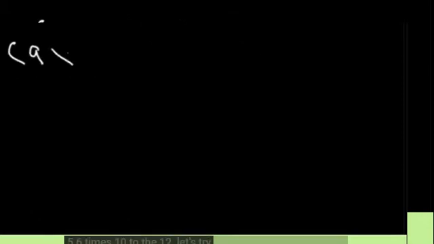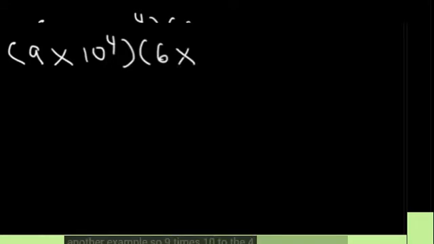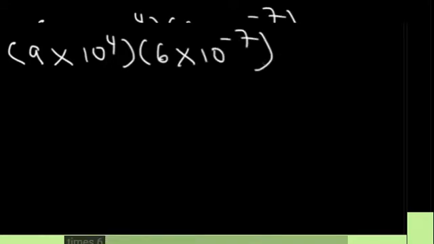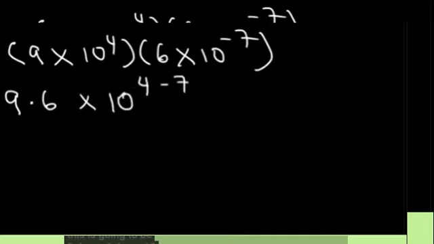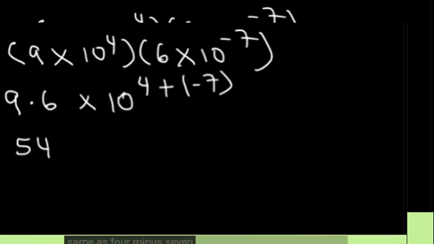Let's try another example. So 9 times 10 to the 4 times 6 times 10 to the negative 7. Take a minute and try that example. So this is going to be 9 times 6 times 10 raised to the 4 minus 7, or you could say it's 4 plus negative 7, which is the same as 4 minus 7. 9 times 6 is 54, and 4 minus 7 is negative 3.